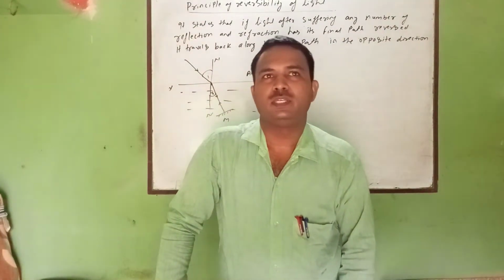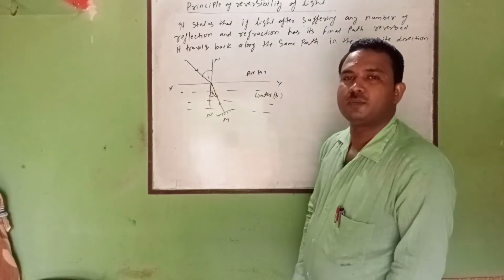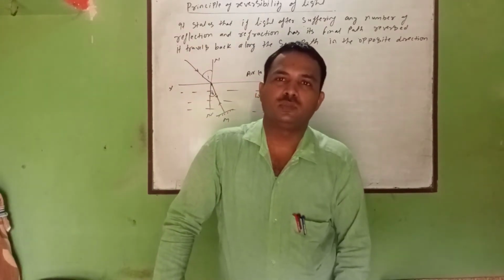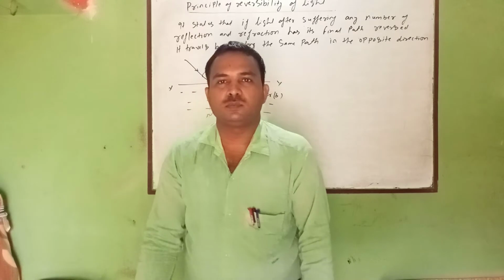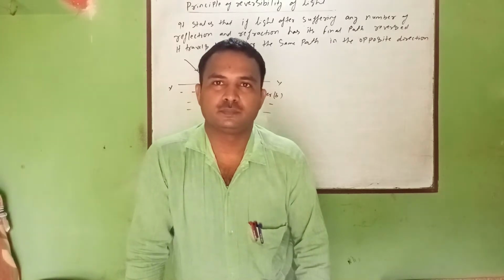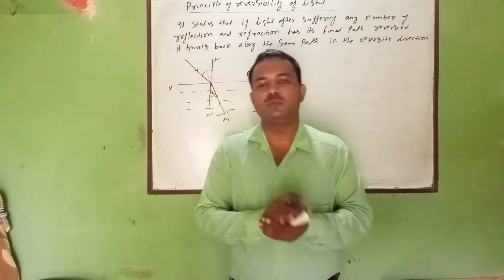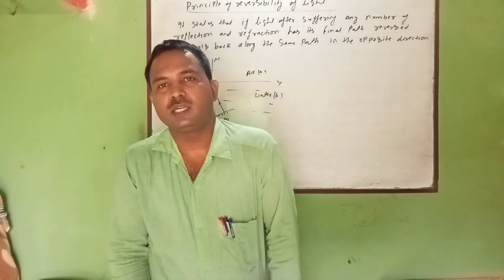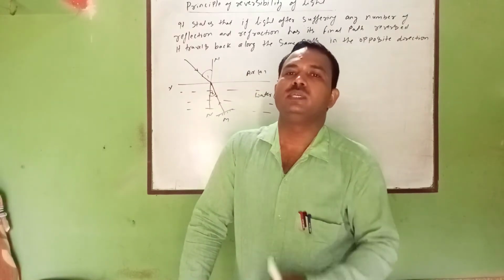Now today in this class we have a new topic, that is the principle of reversibility of light. Before this, we have discussed refraction through the glass slab. Related to that, when light passes from one medium to another, you know that the light bends from its actual path. But suppose in the other medium there is a reflecting object which can bounce back the light in the same direction. In that case, we can see the light will again reverse in that direction.